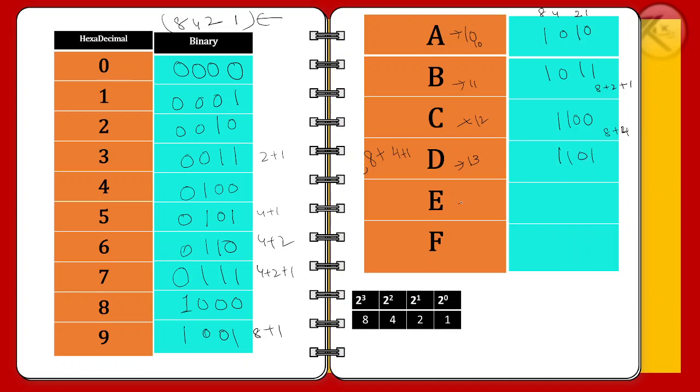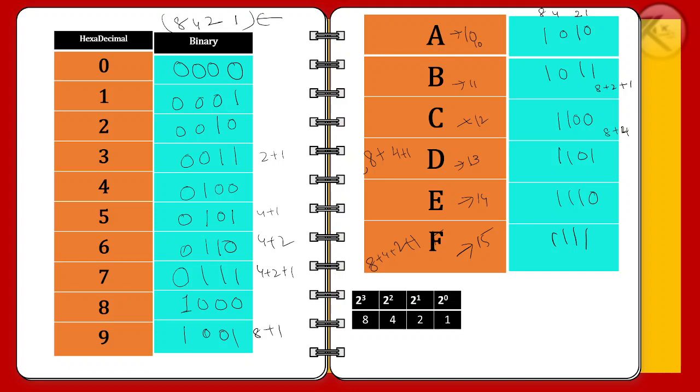E is equivalent to 14 and F is equivalent to 15. Now just count which weights will give me 14. 8 plus 4 plus 2. And 8 plus 4 plus 2 plus 1 will give me 15. So it is 1, 1, 1, 1. All bits will be 1.